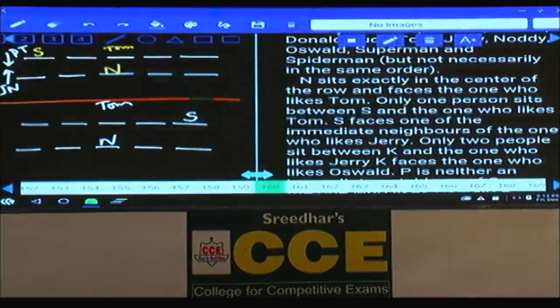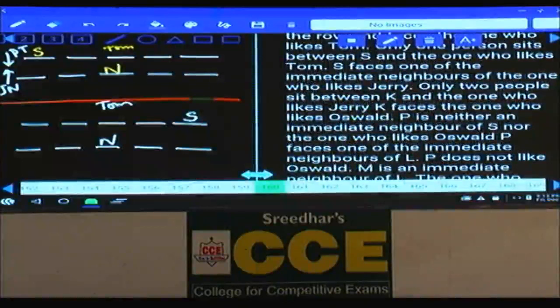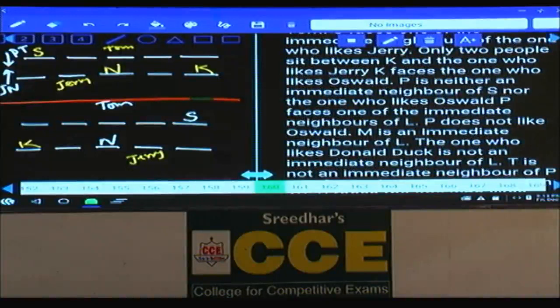And the next one is S faces one of the immediate neighbors of the one who likes Jerry. And similarly here also S faces one of the immediate neighbors of the one who likes Jerry. And only 2 people sit between K and the one who likes Jerry. Now between K and Jerry there must be exactly 2 people. Here also there must be exactly 2 people between K and Jerry.